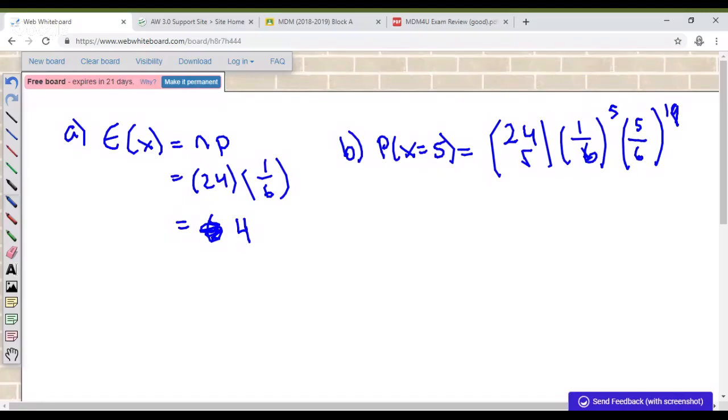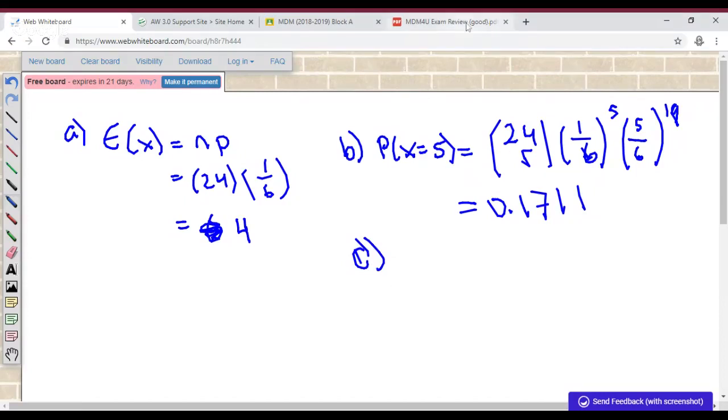1/6 exponent 5 times 5/6 exponent 19. So that doesn't make any sense. Sorry. You don't even know what I typed in or what I saw, but I promise you it was not correct, because we know a probability has to be between 0 and 1, and that answer was not. There, that's a better answer. So it's about 17%, 0.711.